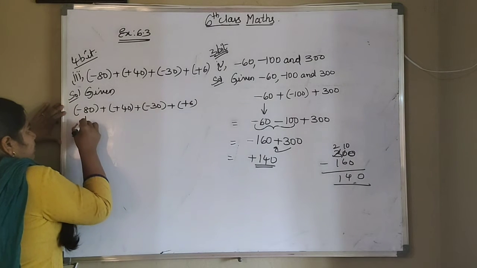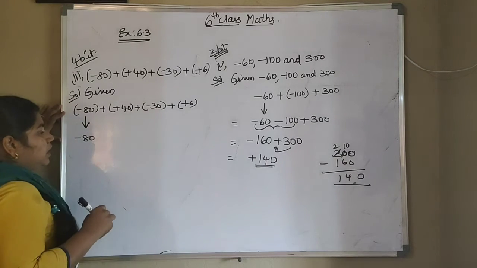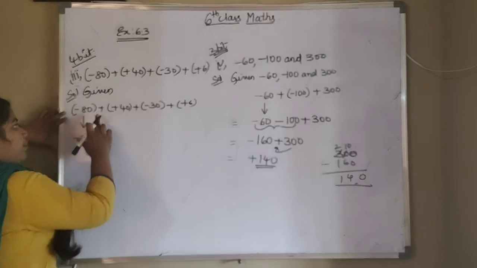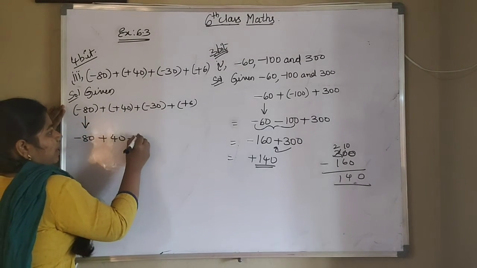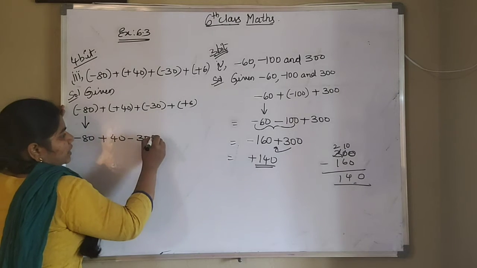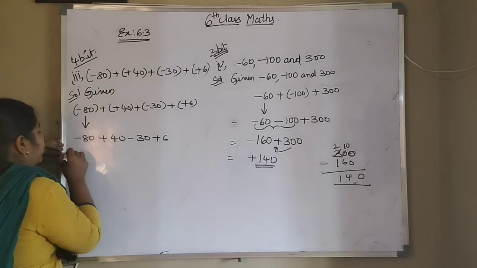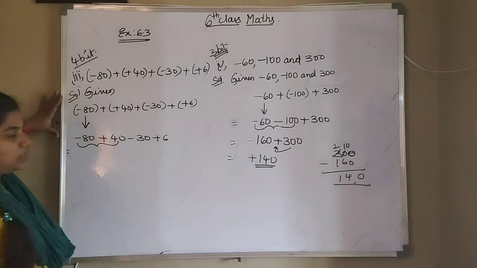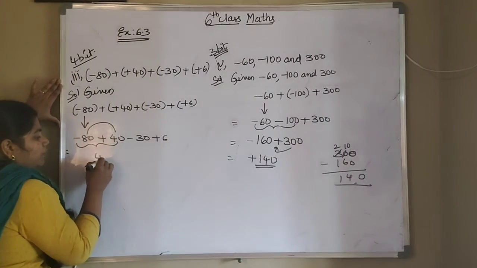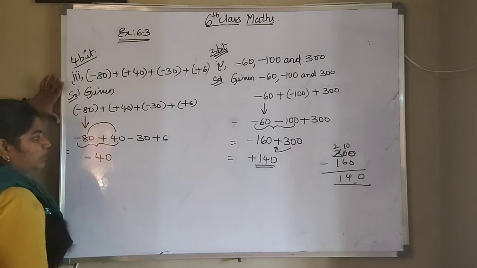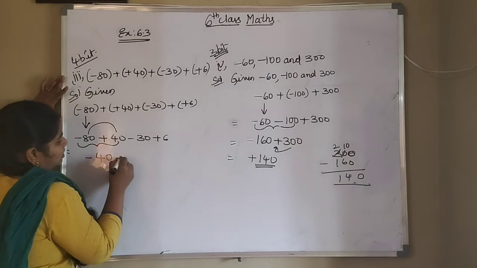So always the first integer you have to write as it is. Double sign, make it into single sign. Plus into plus is plus 40. Plus into minus is minus 30. Plus into plus is plus 6. Now going on solving for first two terms. So minus into plus is minus. 80 minus 40 is 40. Bigger number sign is minus. Now write these two numbers as it is.